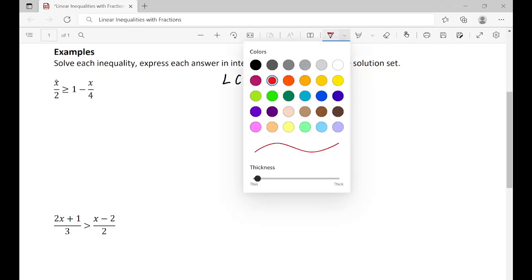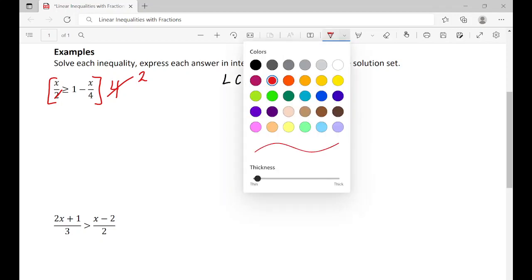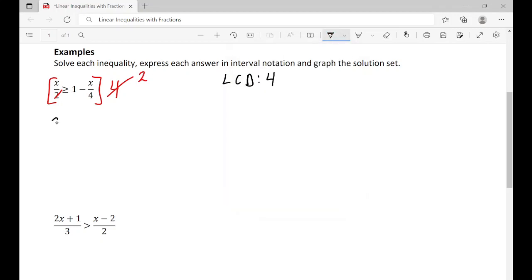So here, I'm going to multiply the entire equation by 4. So I take the denominator 2 and I see how many times it goes into 4, which is going to be 2 times. So it goes into itself once and goes into 4 2 times. So now I'm going to take the numerator x and multiply it by 2, and I'm going to get 2x is greater than or equal to, and now I'm going to do the process again.